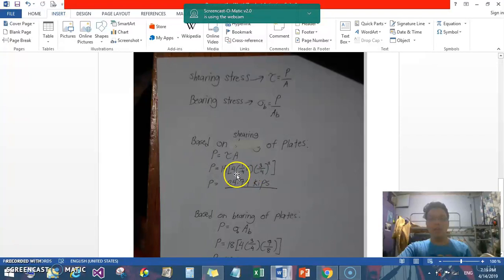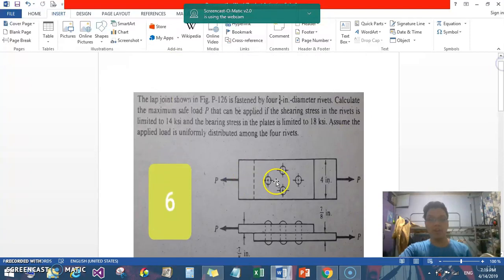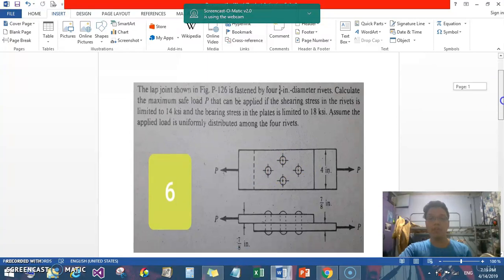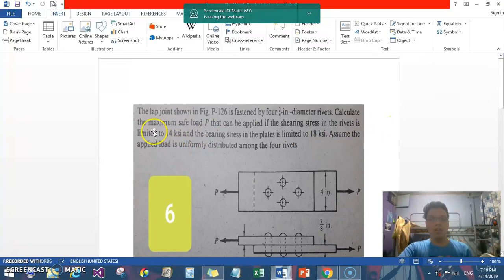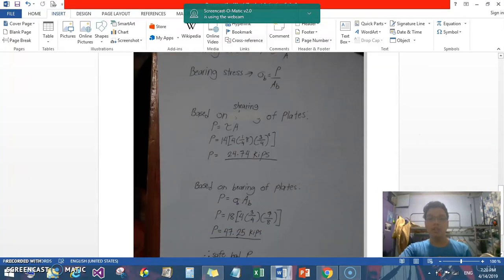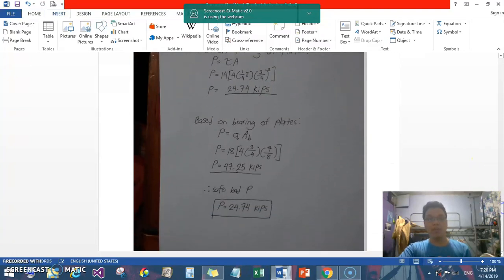As you can see here, there is the number 4 multiplied as part of the area formula. This number 4 came from the given 1, 2, 3, 4 rivets. There are 4 rivets involved in the problem. And the 14 here is the shearing stress limited to only 14 ksi. Now, calculating it, we got 24.74 kips. So moving forward to the bearing of plates.